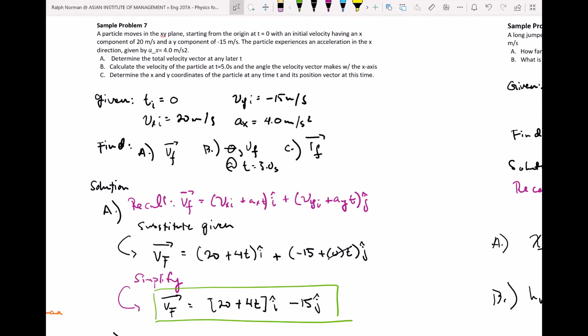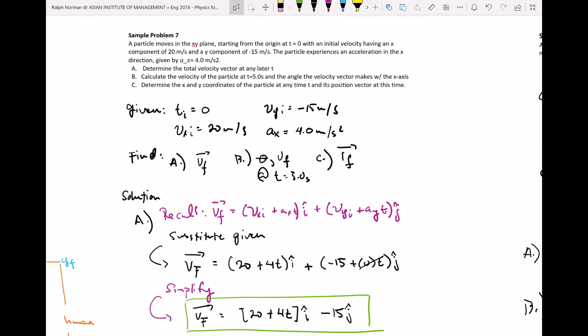So let's take a look at this problem. Say we have a particle moving in an xy plane starting from the origin at t equals 0. We have an initial velocity of 20 meters per second in the x component and an initial velocity of negative 15 meters per second in the y component. The particle experiences an acceleration in the x direction, ax equals 4.0 meters per second squared. We are not given an ay, so we can just assume that is 0. Let's just put that down.